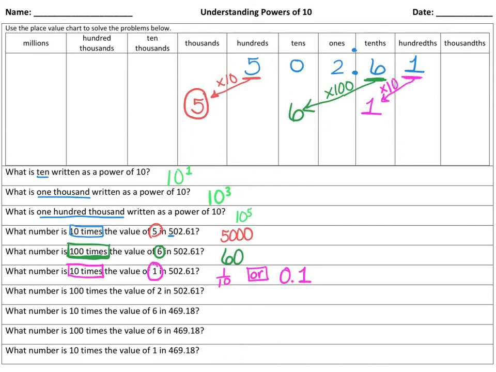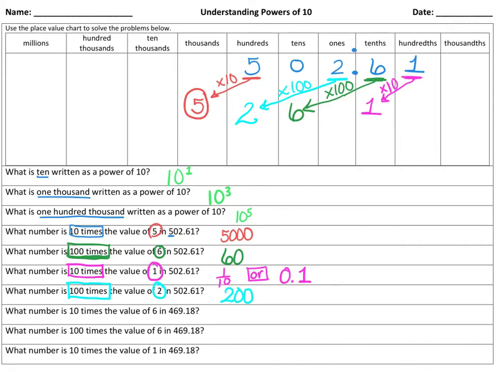All right, the next problem. What number is 100 times the value of 2 in 502 and 61 hundredths? So now we're looking at the 2. So I'm going to circle the 2, and I'm going to take it times 100. So if I go over one spot, that's times 10. And if I go over 2 spots, that's times 100. So now my 2 is in the hundreds column, which means it has a value of 200.